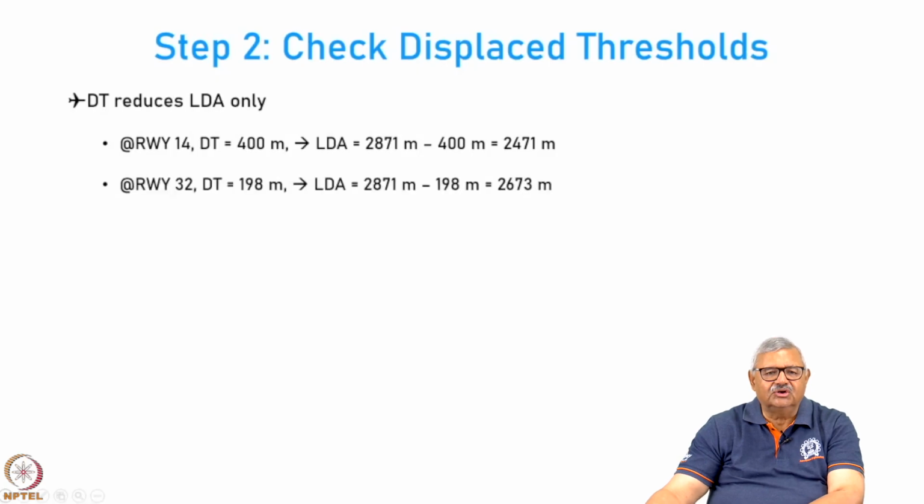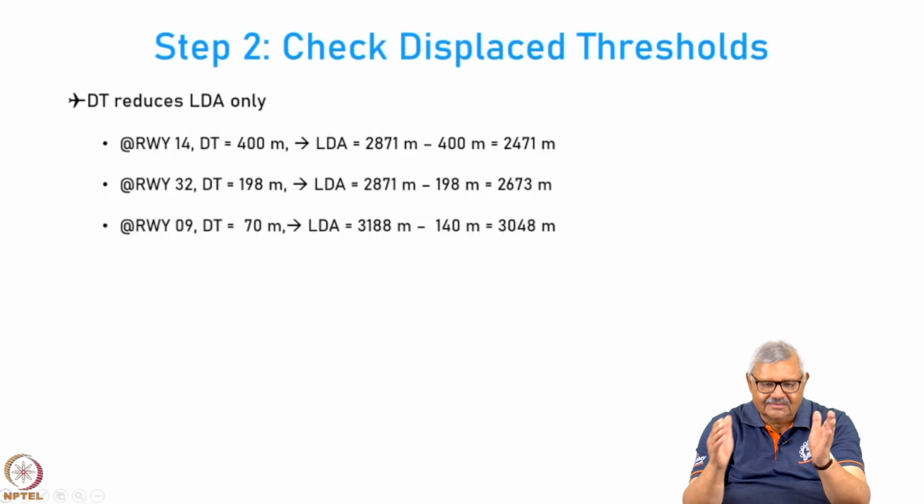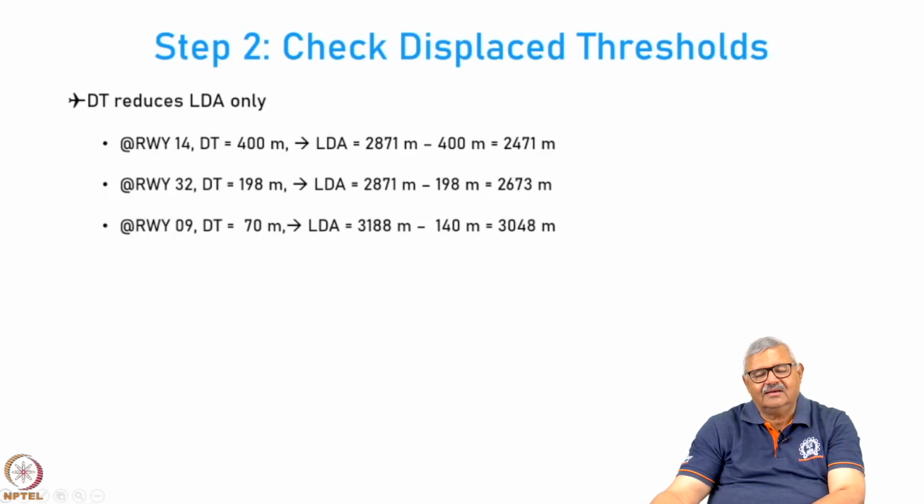At runway 32, the displaced threshold is 198 meters. Therefore, the LDA will be again 2871, which is the runway length for 14/32, minus 198 meters, that is 2673 meters. At runway 09, the threshold is displaced by only 70 meters. So, the LDA will be the landing distance available, which is 3188 minus 140, that is 3048.